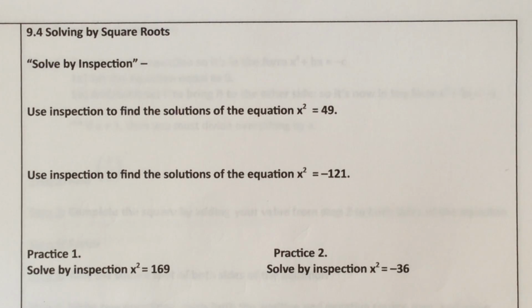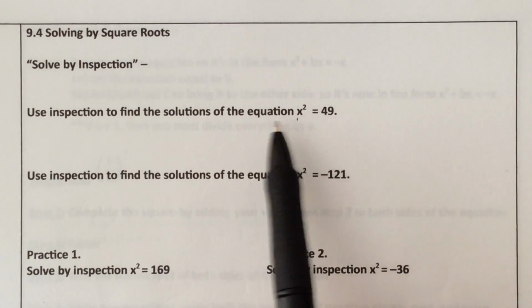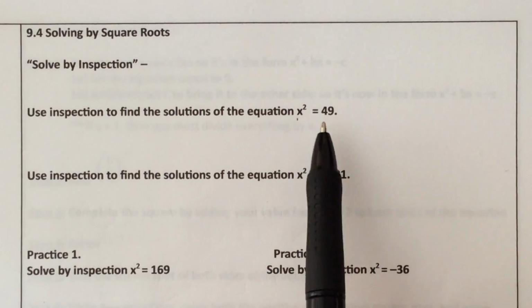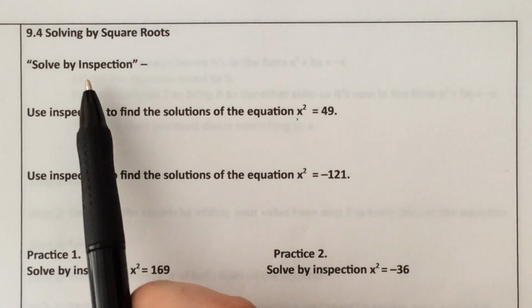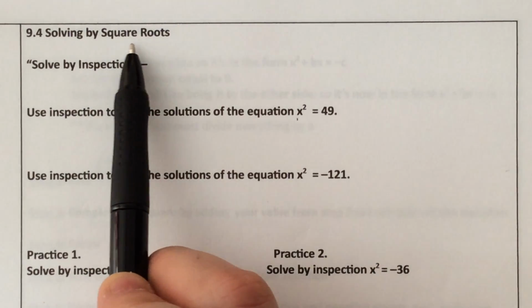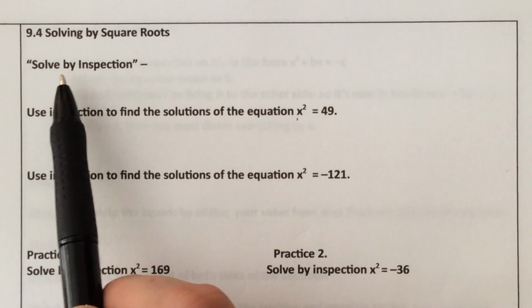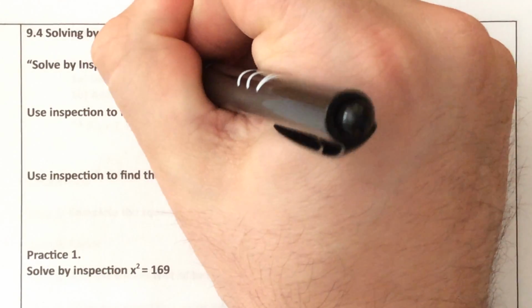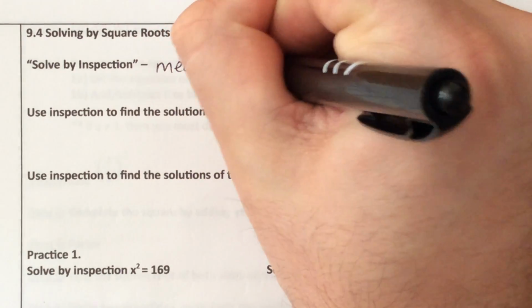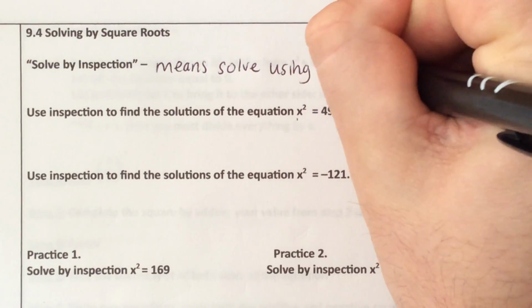So the only time you're going to use square roots, skipping ahead a little, is if you have an x squared, or something else times x squared, and a number. They could be on the same side, they could be opposite, but there's no middle term. So this whole topic is about solving with square roots, but for whatever reason, you might see "solve by inspection." If you see this, it just means that you are going to solve using square roots.